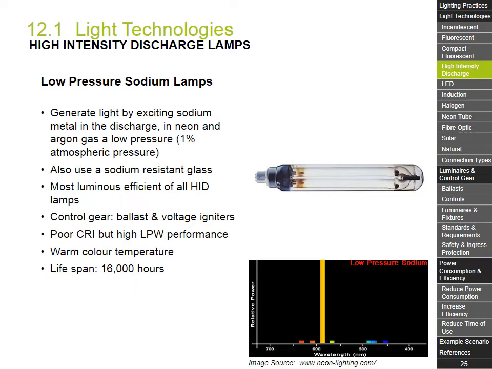Similar to the other HID lamps, they require a ballast to control the current, as well as a high voltage to ignite the lamp. In general, low-pressure sodium lamps have poor color rendering due to their distinctive deep orange light. However, due to their high luminous efficacy, they are widely used in applications where high efficiency is favored over color reproduction, such as car parks and street lighting. Their lifespan is approximately 16,000 hours.